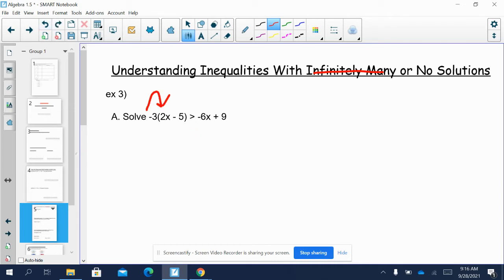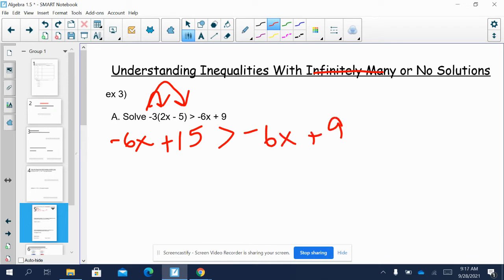So negative 3 times 2x is negative 6x, and negative 3 times a negative 5 is a positive 15. Okay, the inequality symbol is greater than, and we just rewrite negative 6x plus 9. Okay, we can't combine any terms on either side of the inequality symbol, so we start to move the variable terms to one side. I like to move them to the left. So I'm going to add 6x because that's the opposite of negative 6x, and opposites go to 0.